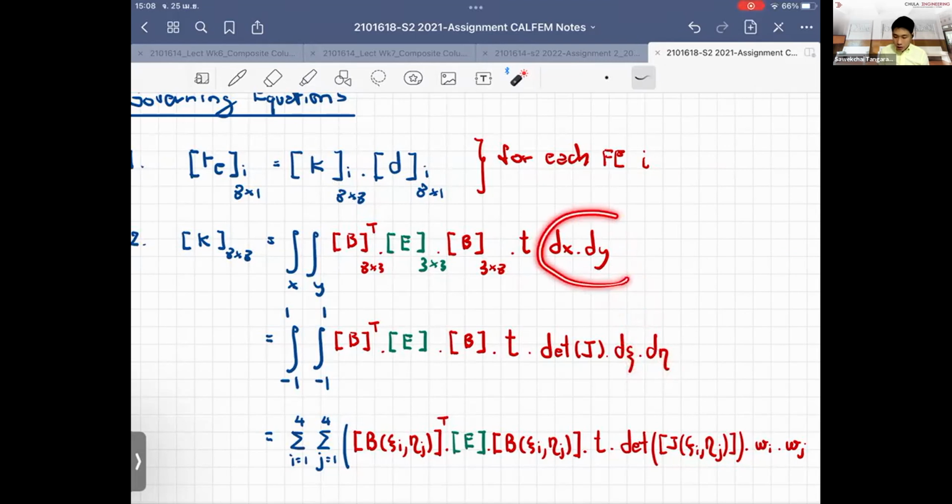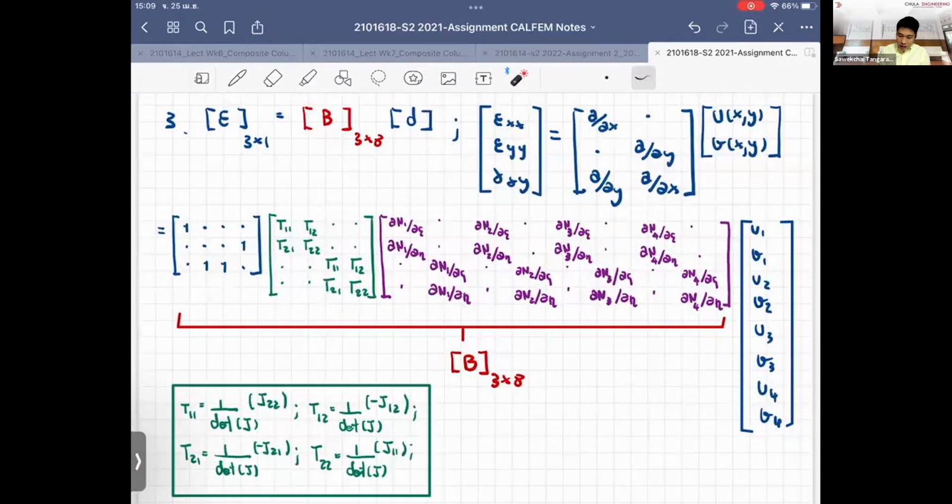To transform the actual coordinate to the natural coordinate, we need the information on the Jacobian matrix. If you refer to what you learned in mathematics, to convert from one coordinate system to another coordinate system, we need a transformation matrix, and this transformation matrix we call the Jacobian. We get the Jacobian, and we take the inverse of the Jacobian. That's why we transform the derivative of the shape function to be the B matrix in terms of the natural coordinate. This is the way we derive them.